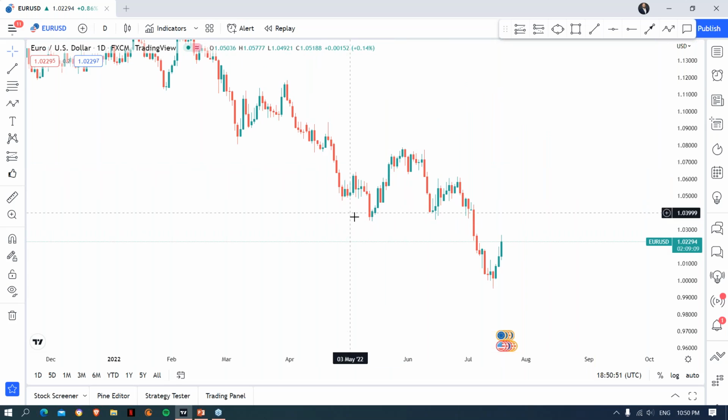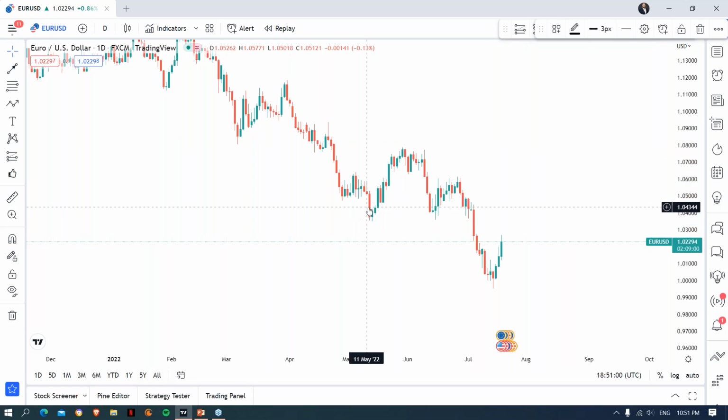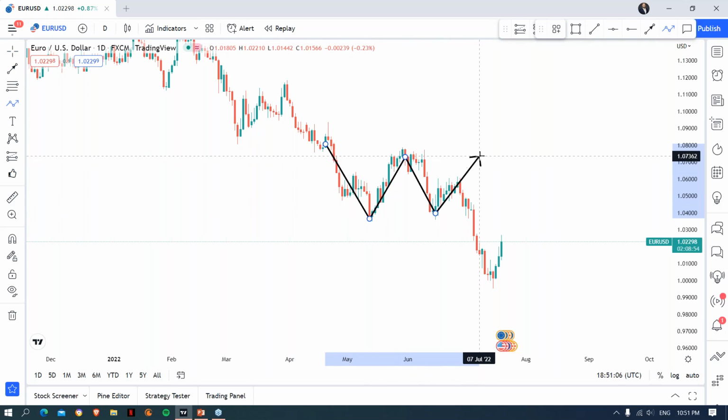Now, notice here we had an attempt for a double bottom. Let me just remove this and here, 1, 2. But it didn't go, so it didn't go back to where it was, but it actually went down.